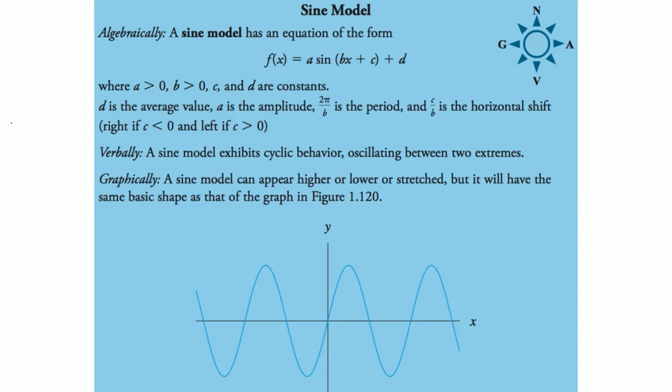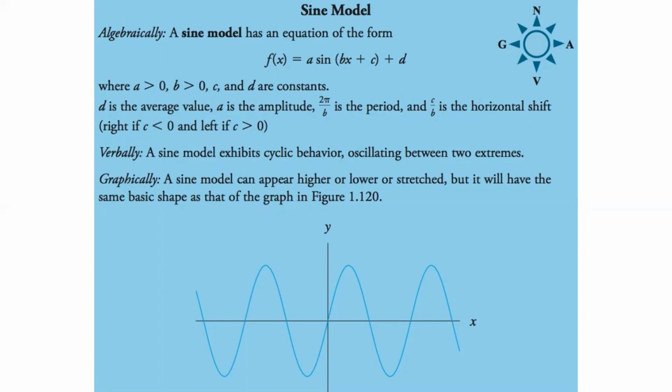Okay, so algebraically a sine model has the equation of the form f of x equals a times sine of (bx plus c), then plus d. Here a, b, c, d are constants, and a and b both have to be greater than 0. Now d is the average value. The a here is going to be the amplitude.